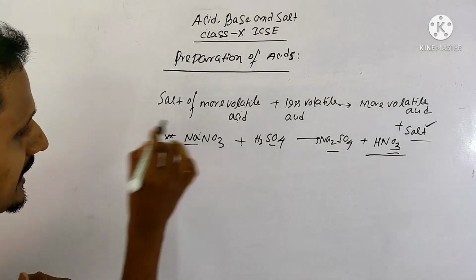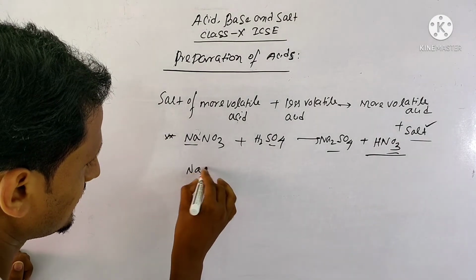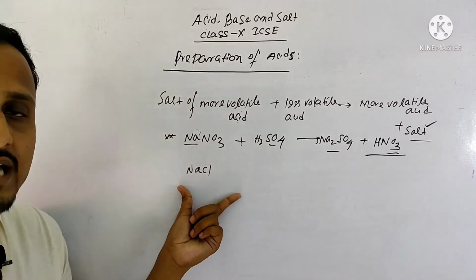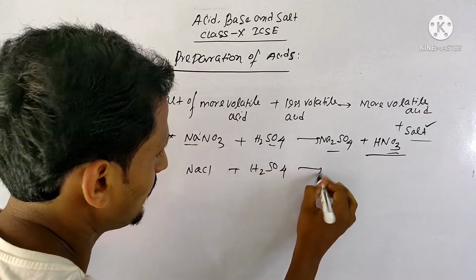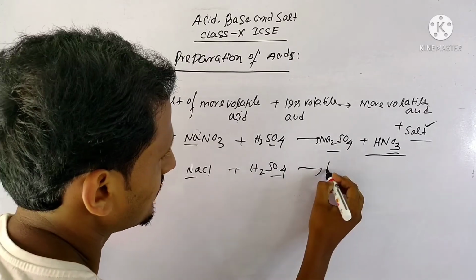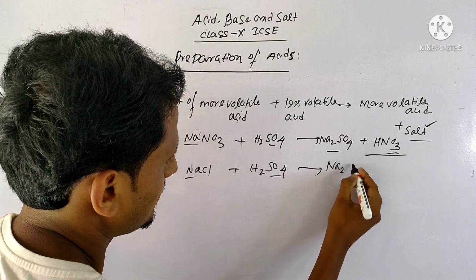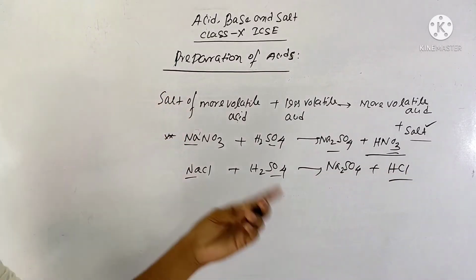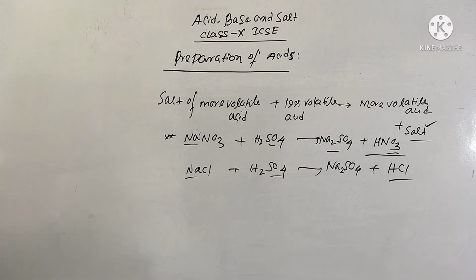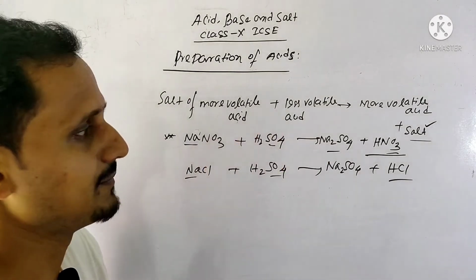Again, if you take NaCl, which is coming from HCl, and react it with H2SO4, how will it form? It will form Na2SO4 plus HCl, because HCl is more volatile. Okay, so this is the combination. This is the method of preparation.